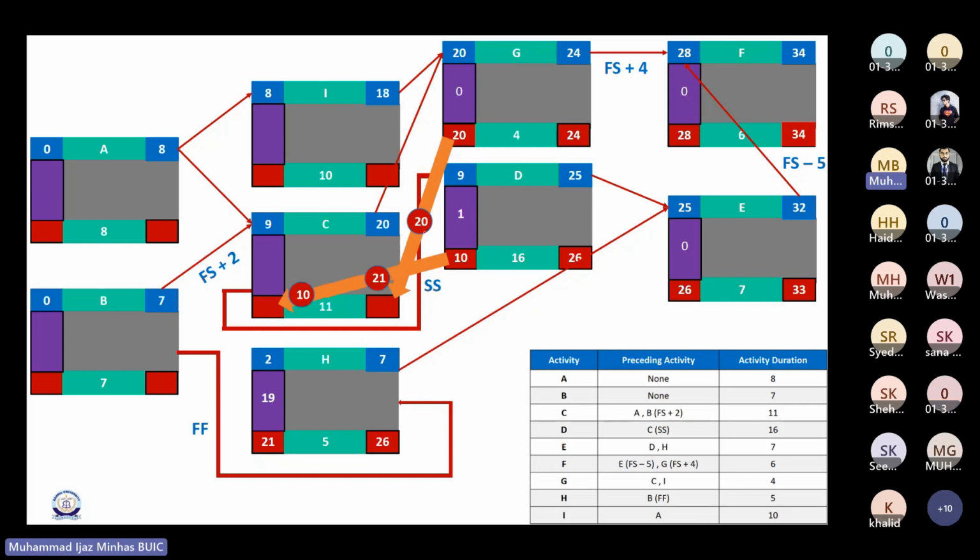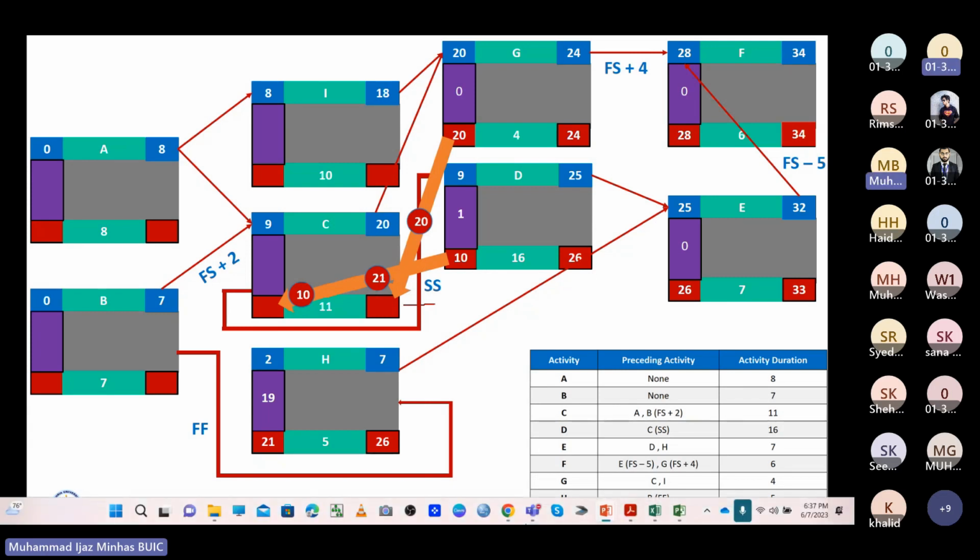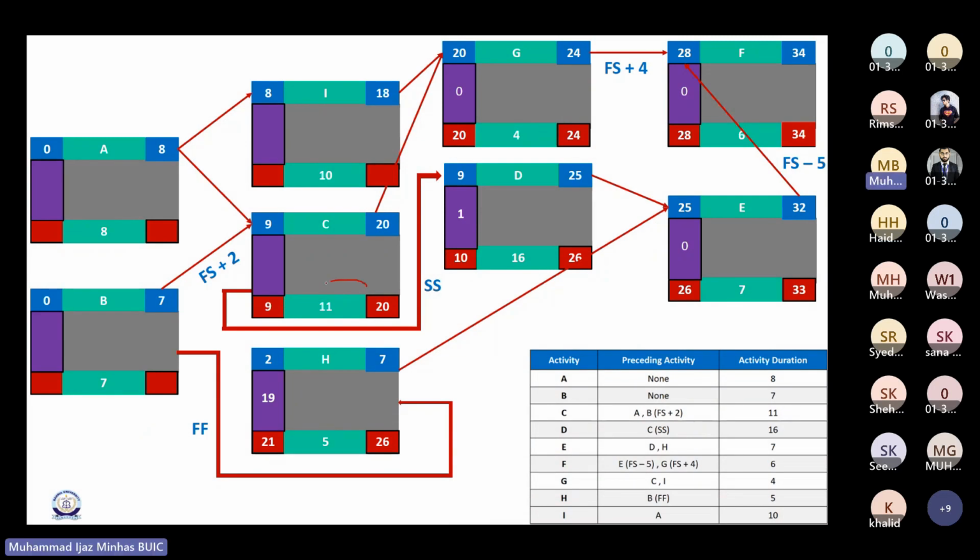Yes, sir. Now we have got two options to put here. One is 20 and the other one is 21. So which one to write here? 20, the smaller one. On the reverse path, we pick the smaller values. Correct? Yes, sir. Okay.